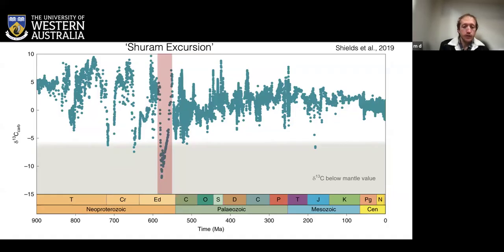but it is very strange because at the minimum of this excursion, the carbon isotope values that we believe reflect seawater DIC carbon isotope compositions go below the mantle average carbon isotopic composition. So this implies that we must have had a source of extremely light carbon being thrown into the Earth surface system to give us this excursion.